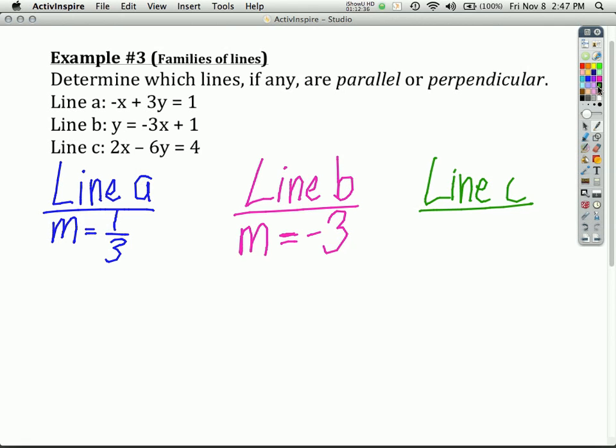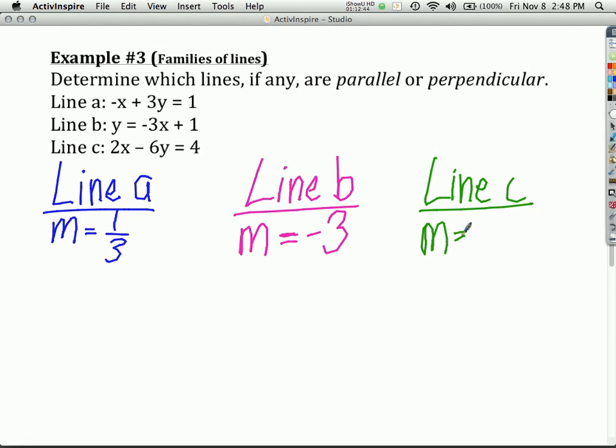What's the slope of line C? Alicia? -1/3. Let's see. It's the opposite of A over B. So what's the slope of line C? It is 1/3. Very good.